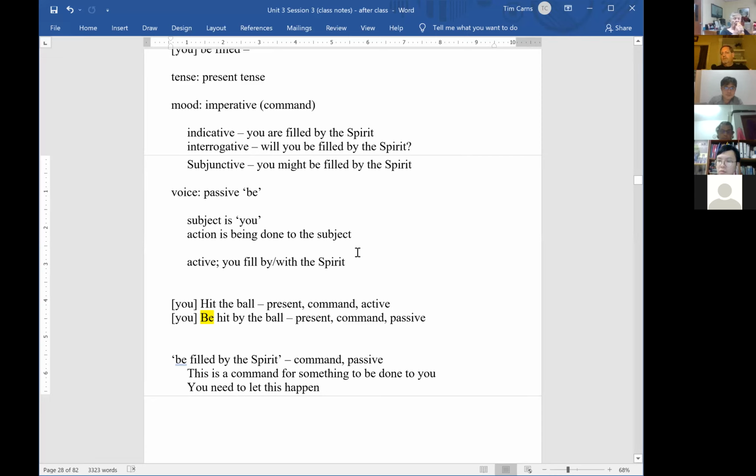Does that make sense? So yeah, there's a willingness. That obviously has to be there. It's a command and you need to carry out the command. You need to be willing to do it. But there also may be particular actions you need to do in order to put yourself in the position for that command to take place.